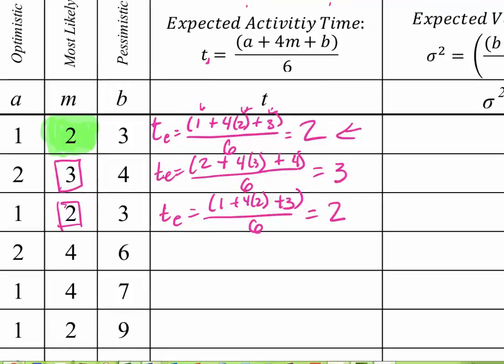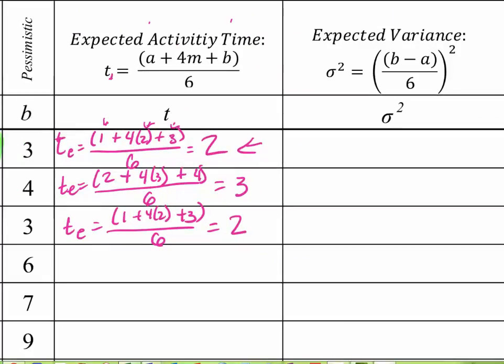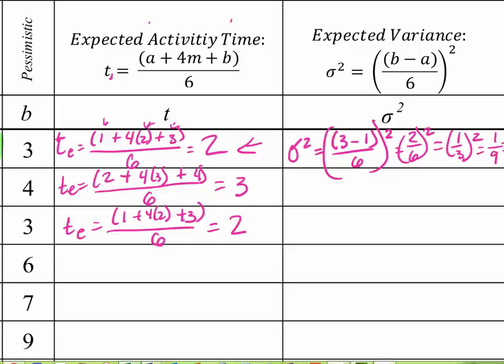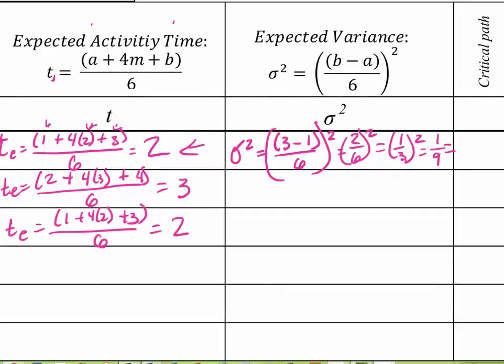Let's take a look over here at the variance. Remember, this is the amount of variation we expect to see in any particular activity. We take the high minus the low, divide it by 6 because we've got the 6 standard deviations, and square it. In this first one, we take 3 minus 1, divide that by 6, and square it. So we essentially have 2 over 6 squared, which is the same as 1 over 3 squared, which is 1 over 9, and the decimal conversion is 0.111.